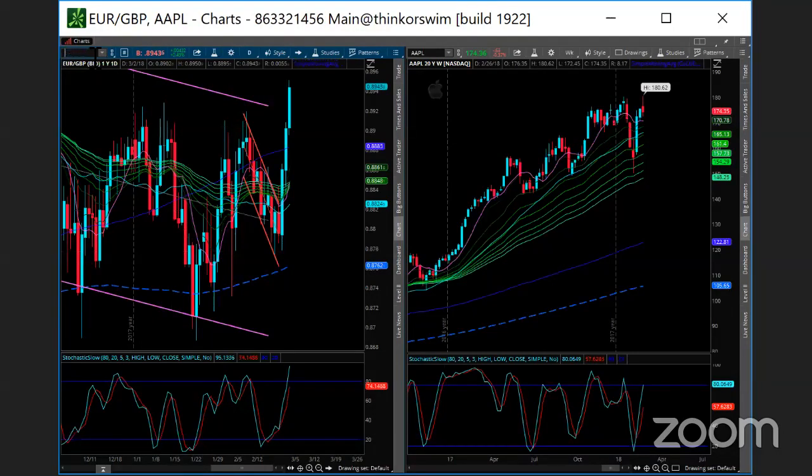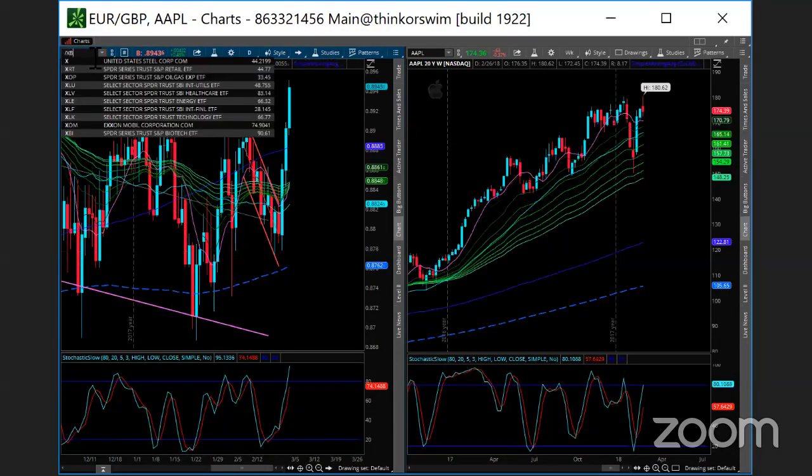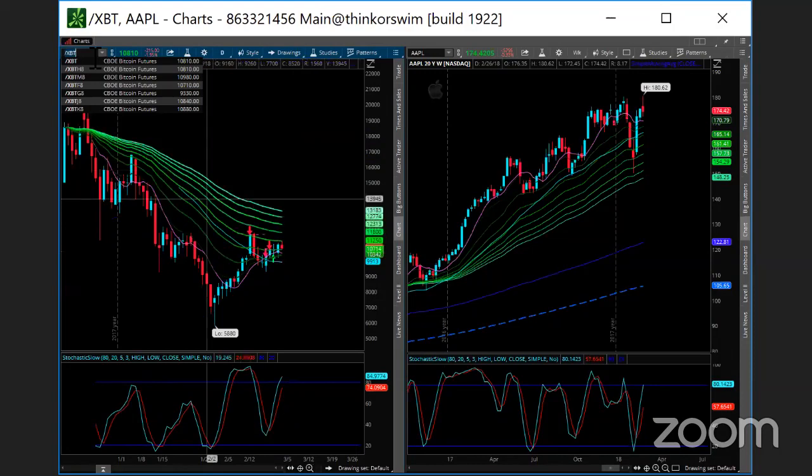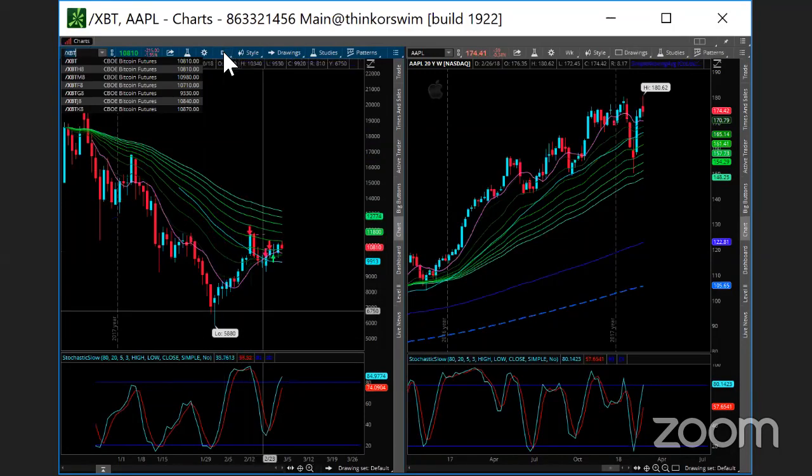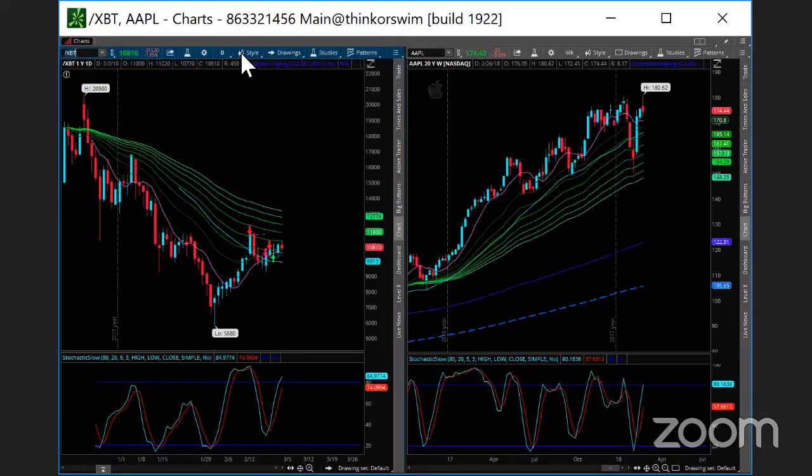You guys are talking about Bitcoin. I'm not sure if it shows up in futures. I can look at the cash chart.